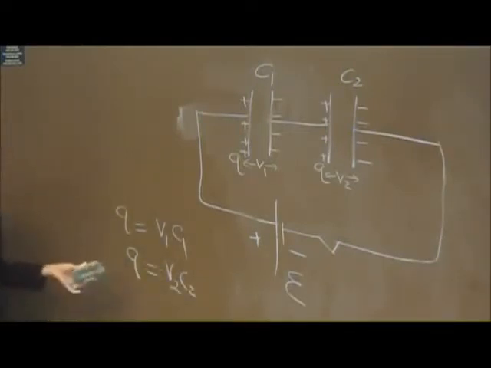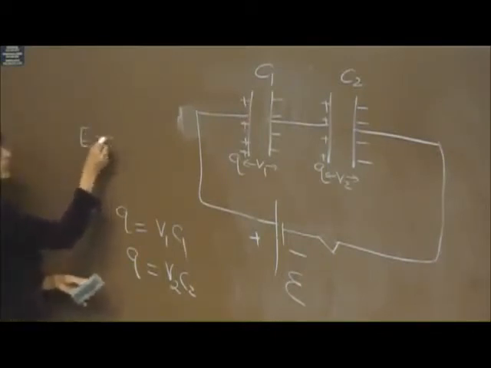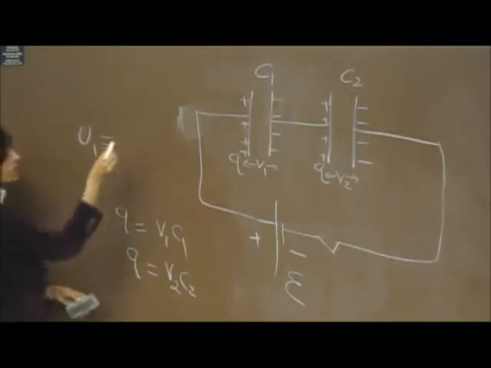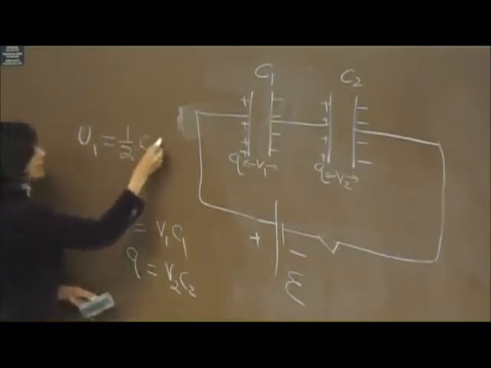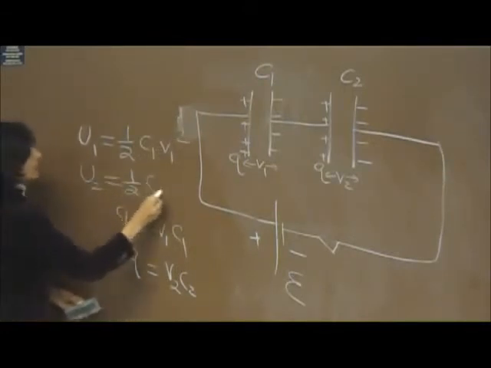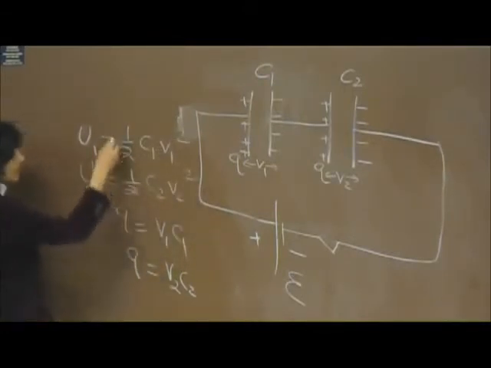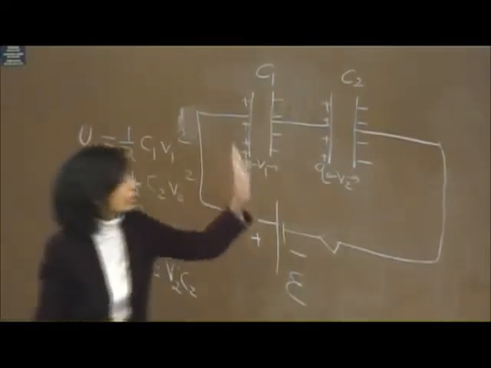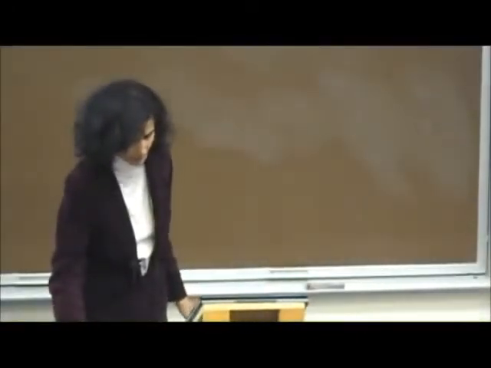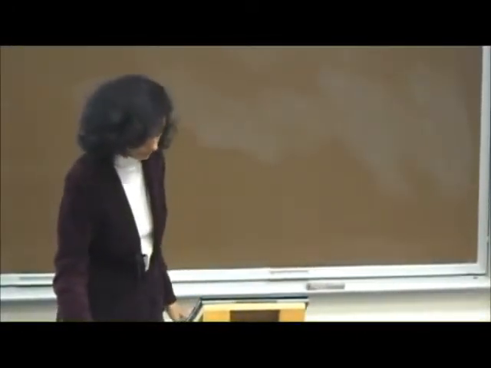But the point is, is the energy stored necessarily the same? No, because the energy stored in one capacitor, let's call it U1, the electrical energy stored in the first one, can be written as half C1 V1 squared. In the other one, U2 can be half C2 V2 squared. There is no reason that these two things should be the same. So the only thing that is the same is Q. Any questions, folks? Anybody? Okay.